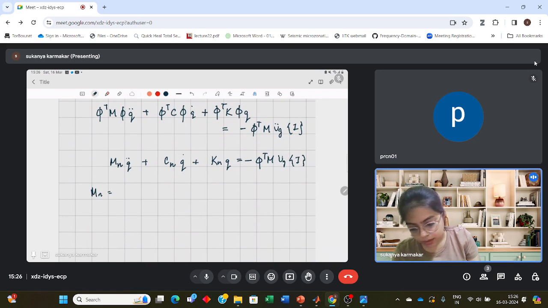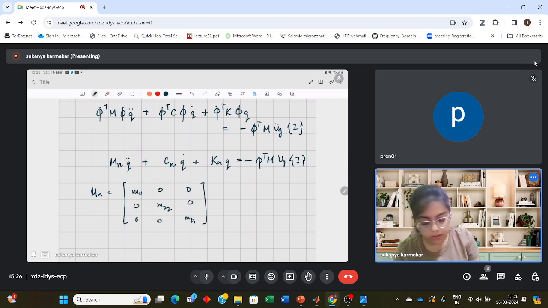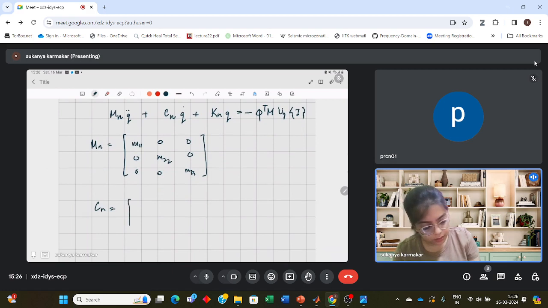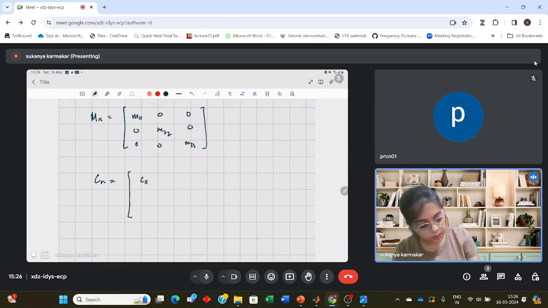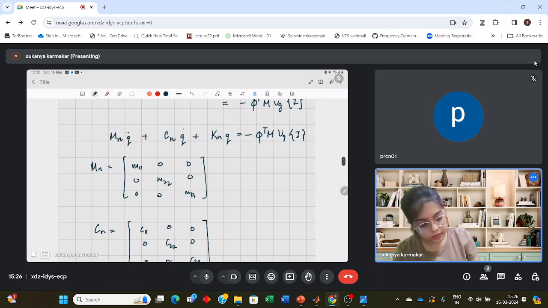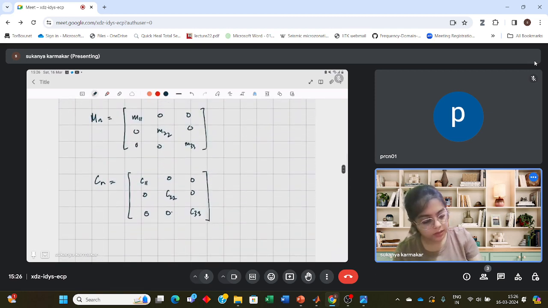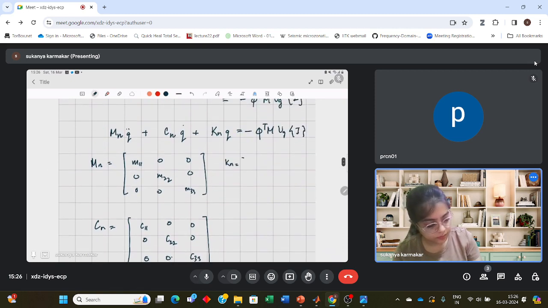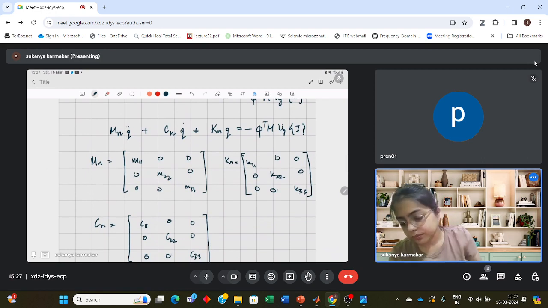And what is this mn? This mn will consist of only principal diagonal entries. Let me call this m11, m22, m33. It will have only these entries and all the other terms will be 0. Similarly, what will be Cn? Cn will also have only principal diagonal entries, that is C11, C22, C33, and all the off diagonal entries will be 0. Similarly, Kn will be K11, K22 and K33, and all these other terms will be 0, right?